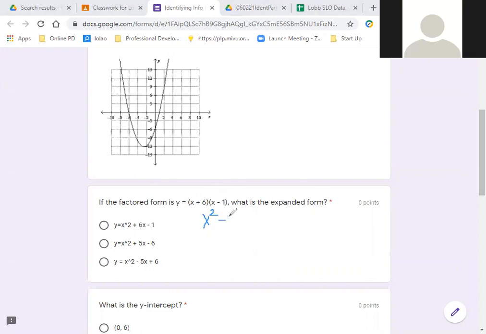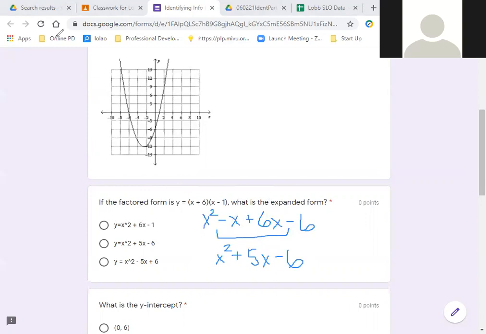So negative x or -1x, doesn't matter whichever way you want to put it. Inner, so 6 times x. And last, 6 times -1, -6. So now we just need to combine like terms. So we have x squared plus 5x, right? So 6x minus that 1x, minus 6. So you're just finding which one of these looks like that, right?